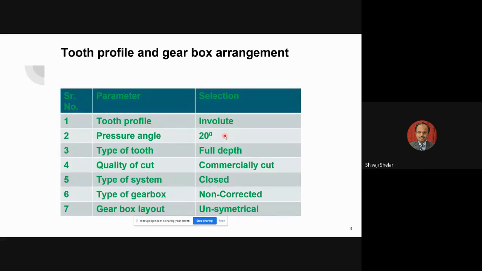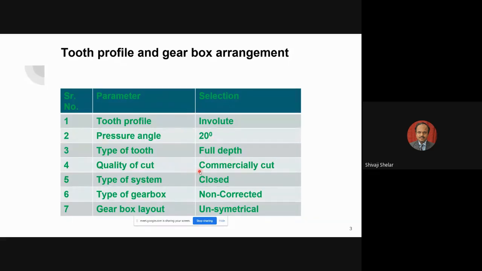Pressure angle. Since there are three pressure angle systems, we are selecting the 20-degree pressure angle, which normally means that if you take any helical gears, you will find 80% of the helical gears will have this 20-degree pressure angle. The remaining 20% will have 14.5 or 25-degree pressure angle. Type of tooth, again, the full depth system.